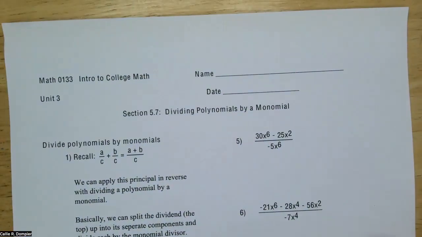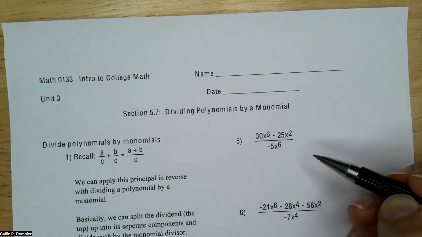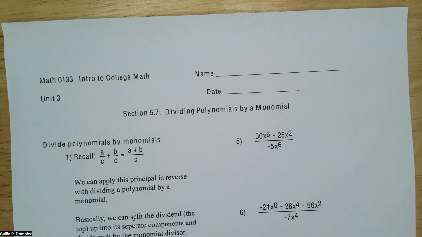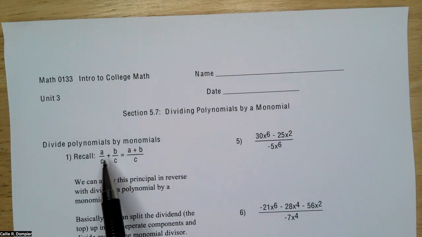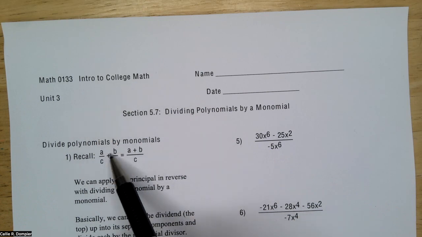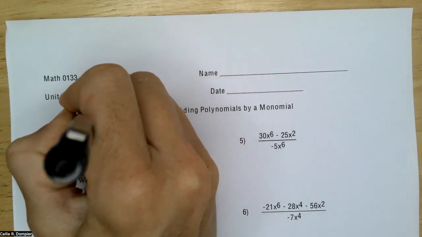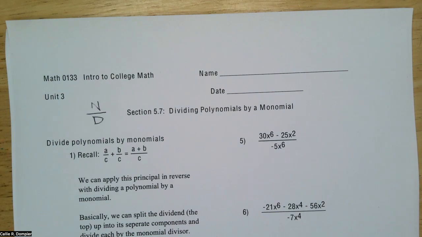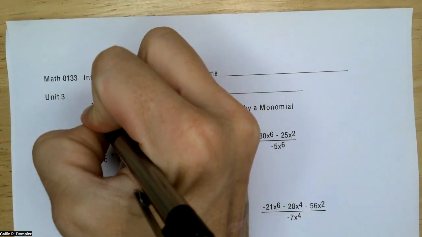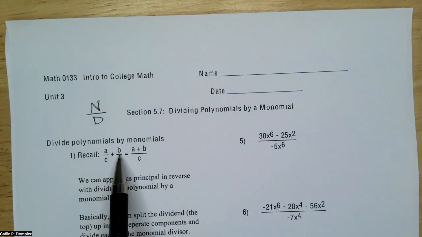All right, so 5.7 is dividing polynomials by a monomial. It looks like fractions. Remember, fraction just means division. There is a rule. Way back in the first two lessons of this course, we were saying that if you are adding or subtracting fractions, the numerator is the top and the bottom part is the denominator, and you need them to have the same denominator.